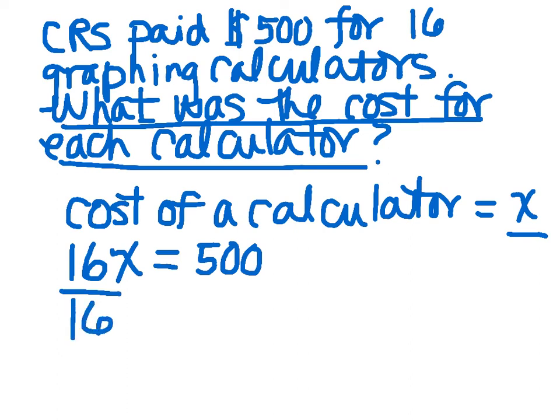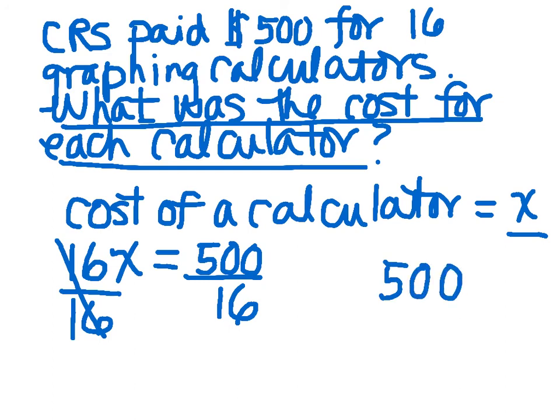So, as we saw last night, opposite operations undo something. This is 16 times x. To undo that, we do 16 divided by 16, because after all, that equals 1, and 1 times x is x. If I'm going to do that, I have to do it over here. So 500 divided by 16. Geez, I can't do that in my head, so I'm going to go over here. We'll do a quick review on division.